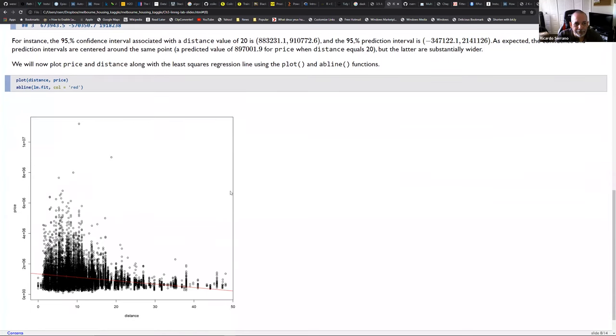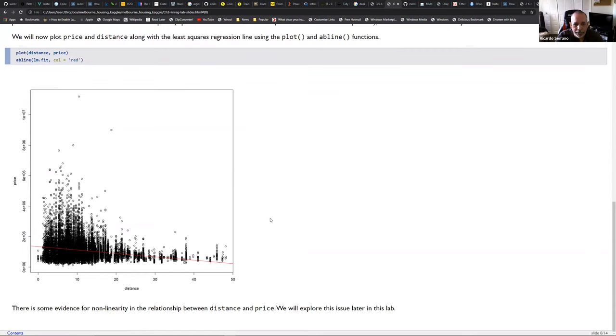And that's another plot, using plot and abline, you get more or less the fit for those points. As we'll see more when we do the residual diagnostics, there's a lot more variability on the left side of the graph than on the right side. There are more points around on the left. That could tell you that this relationship between distance and price may not be linear, so there's some non-linearity there that we have to study.